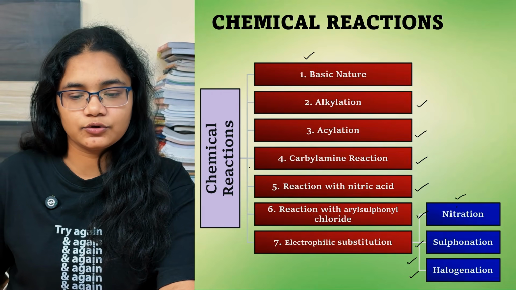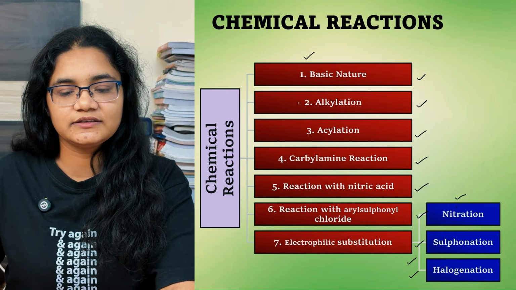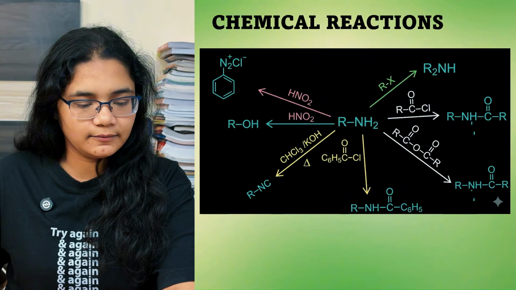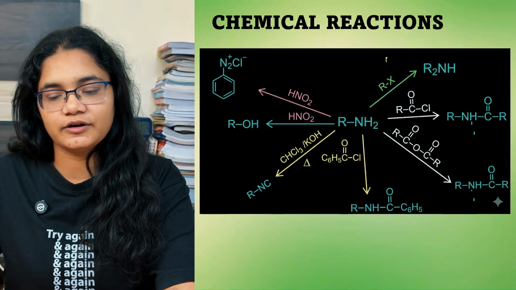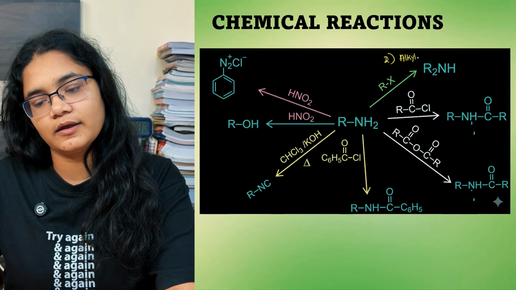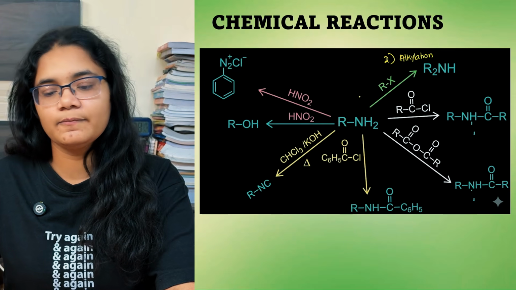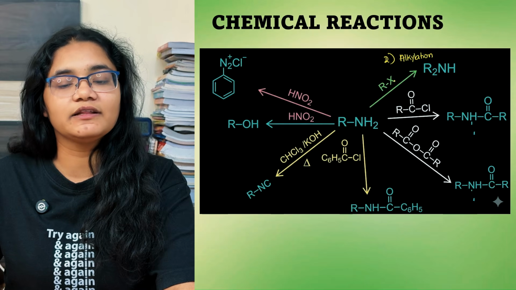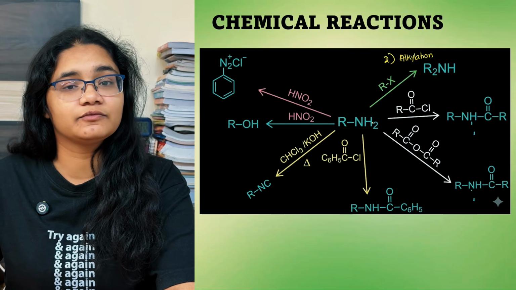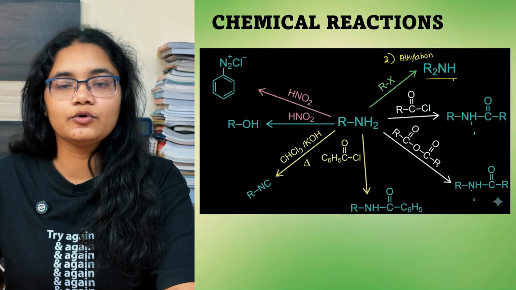Okay, now we'll talk about the chemical reactions. I'll show you, the first, basic nature, we have discussed. Now we will talk about alkylation and acylation. If you normally treat, the first reaction, I'll take as second here, this is alkylation. So alkylation, what is happening here? When you take RNH2 and treat it with RX, one HX will go and hydrogen will be replaced with an R group. So you will get R2NH.